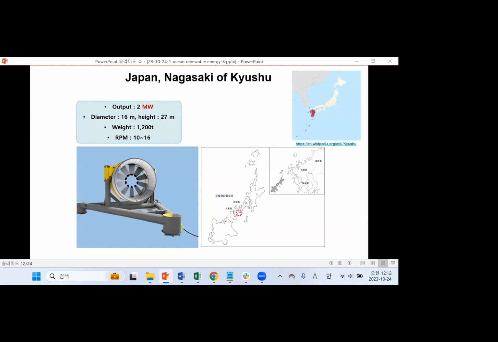And then this is a sample case of Japan. Kyushu Island is at the right top. There is a red colored island. We call this Kyushu. And Nagasaki is a city of Kyushu. And at the bottom, there's a more detailed map of this one. And also it has an output of 2 megawatts. And the diameter is very small compared to the wind turbine.